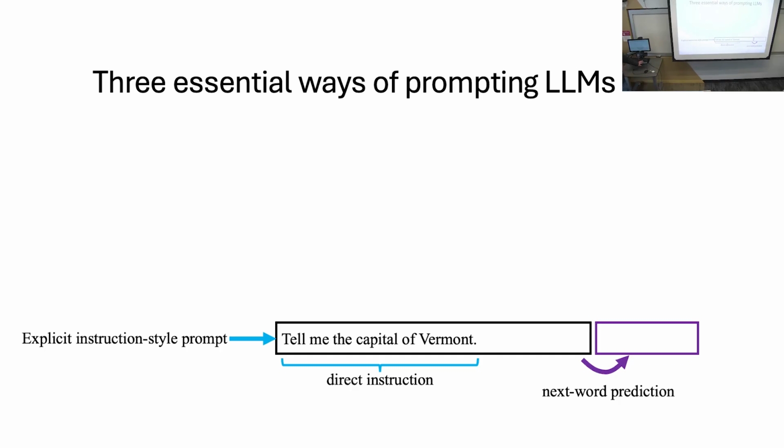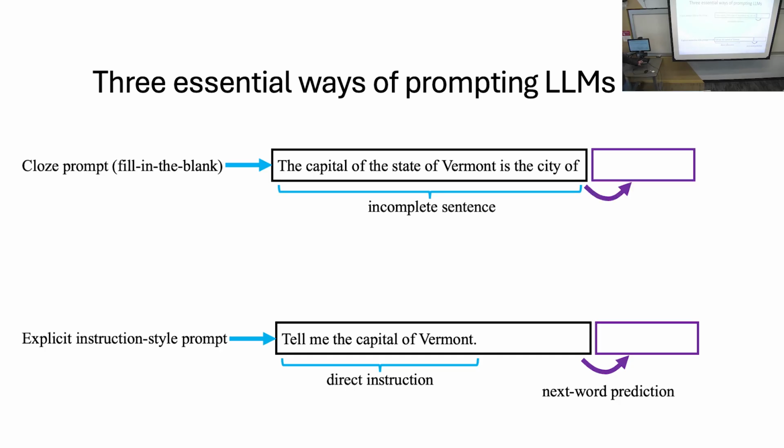Instruction style prompts are really useful for models that have been trained to do this. It's really nice because you can ask them to do things. We'll talk about that more later. But there are two other types of prompts. One of the teams uses the word cloze. If you've never seen this terminology before, it's a cloze prompt. Cloze refers to a fill in the blank prompt.